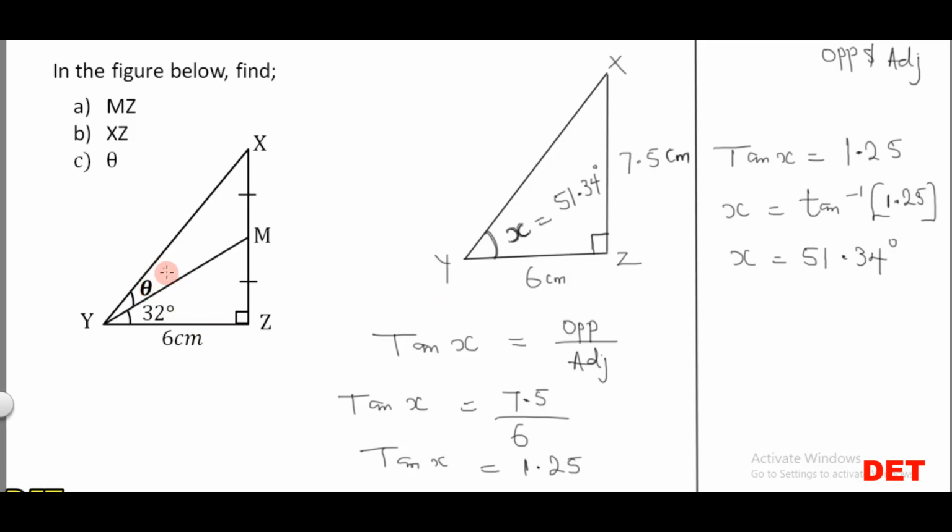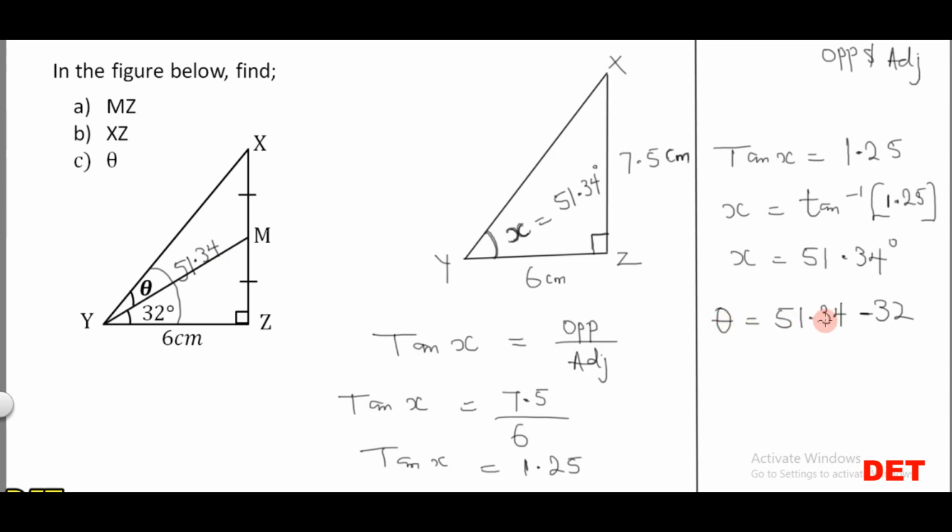If everything here is equal to 51.34, my theta will be equal to 51.34 minus 32. To look for my theta, it will be equal to 51.34, which is everything here, minus 32. So to look for my theta, I will have to remove this 32 from this 51.34, and that will give me theta. And that is what I've done here.